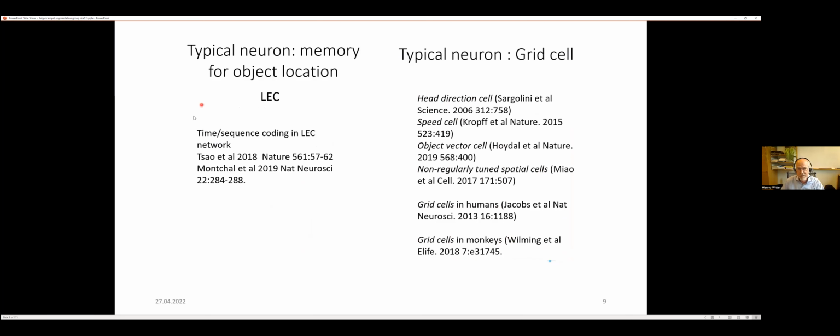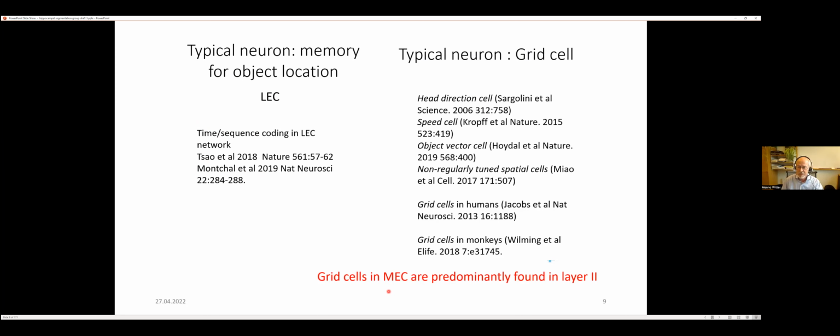And in the lateral entorhinal cortex, we now know that there seems to be a coding for time, not time in terms of clock time, but more time in terms of sequences. This has been shown in rats by Albert Tsao. And there is a paper in humans from the Mike Justice lab, Montchal et al., published in 2019, that seemed to indicate that also in humans, there is this coding for sequences of episodic events. So again, this emphasizes that the lateral entorhinal cortex and the medial entorhinal cortex are very, very different in terms of their functional representations.